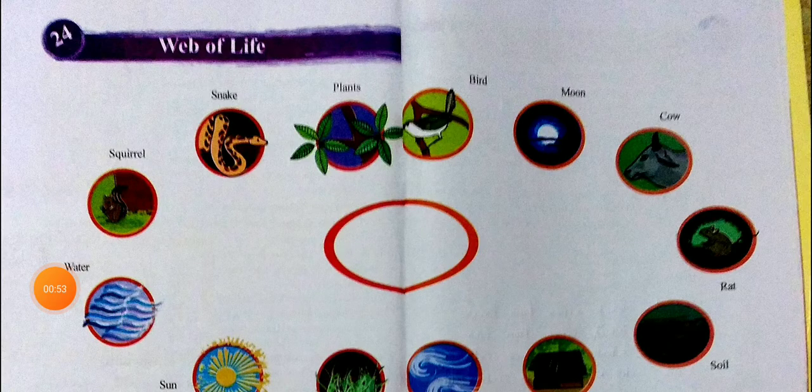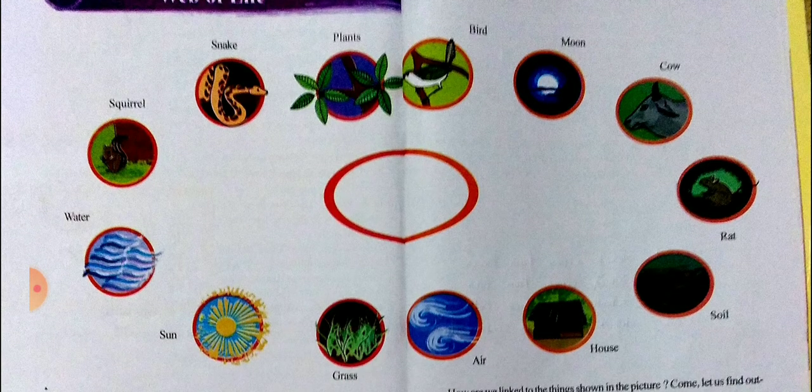You can see on this picture, here is a web. Here a web means jal. So you can see squirrel, snake, planet, birds, moon, cow, rat, soil, house, air, grass, sun and water. All these things are connected with each other.